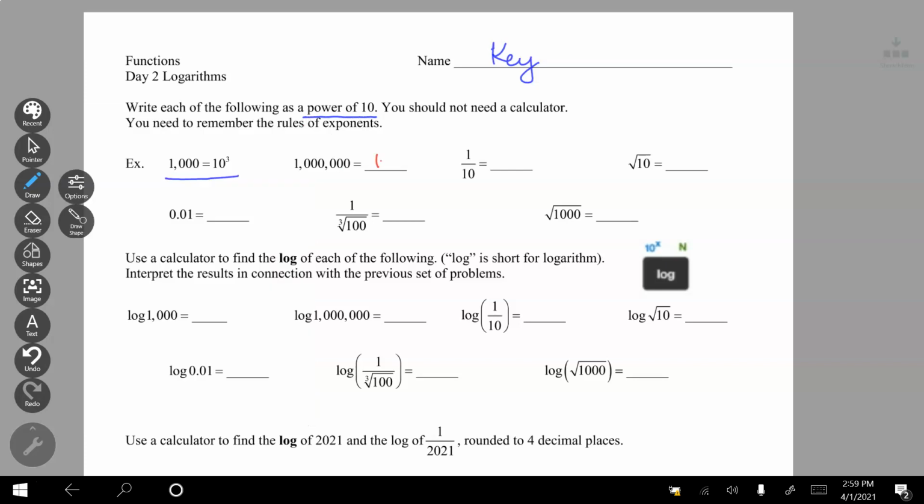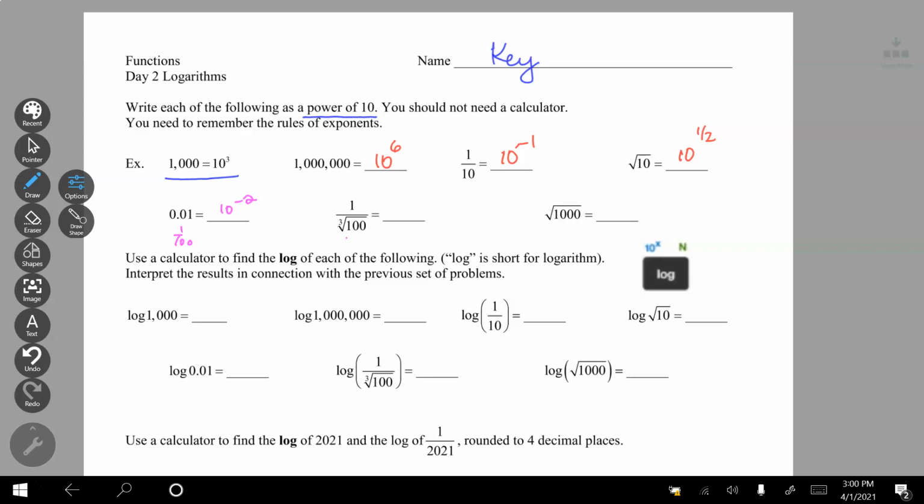Well, a million would be 10... Well, I see 6 zeros. 10 to the 6. 1 over 10 is 10 to the negative 1 if you remember your rule of exponents. Again, remembering our rules, the square root of 10 is 10 to the half. A root is a fraction exponent. Another way to write this number, 0.01, is 1 over 100, which is 10 to the negative 2.